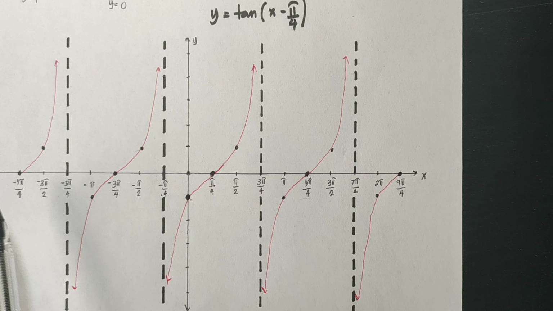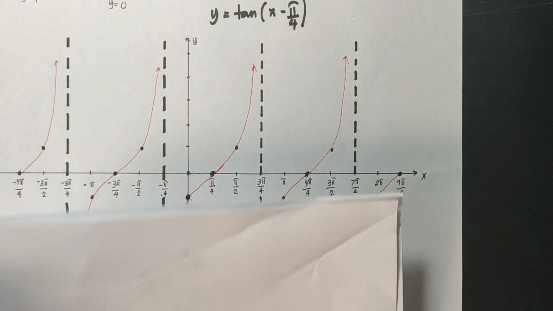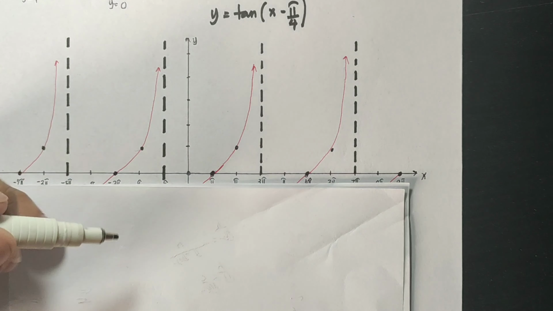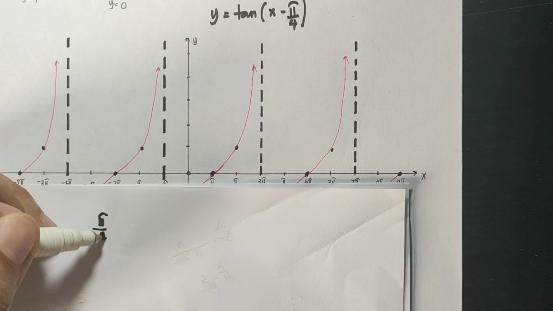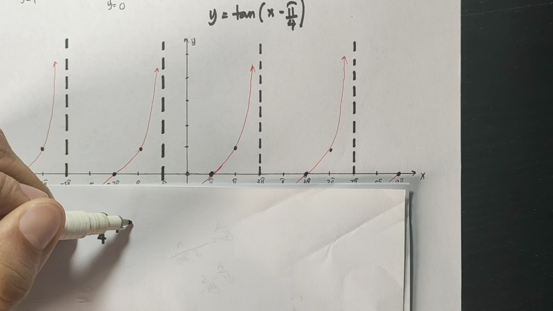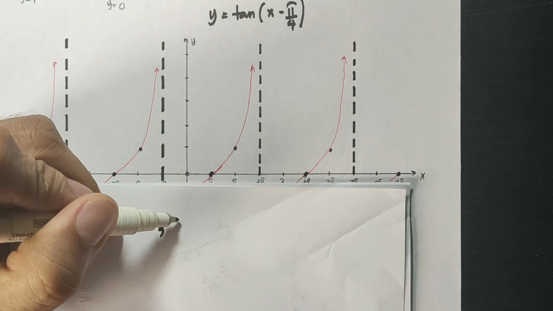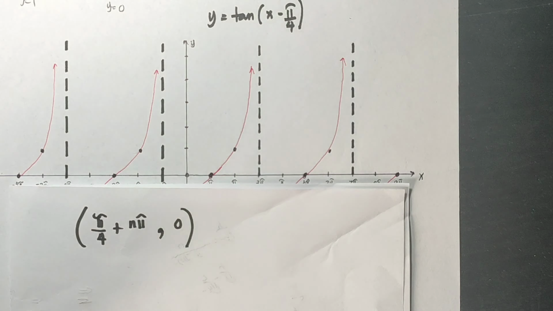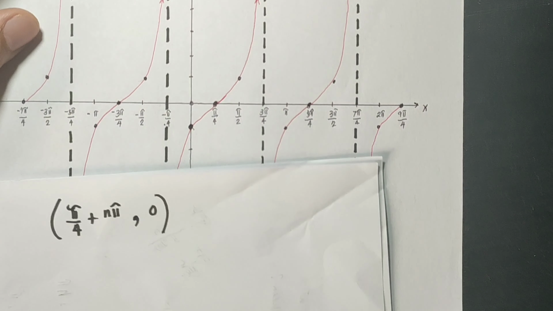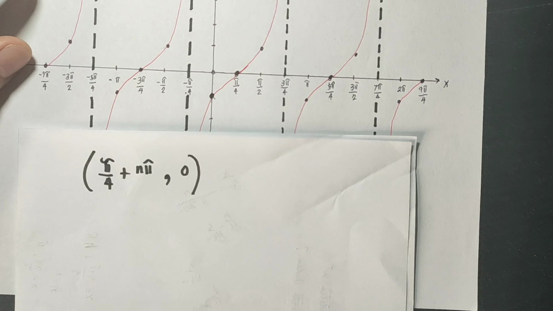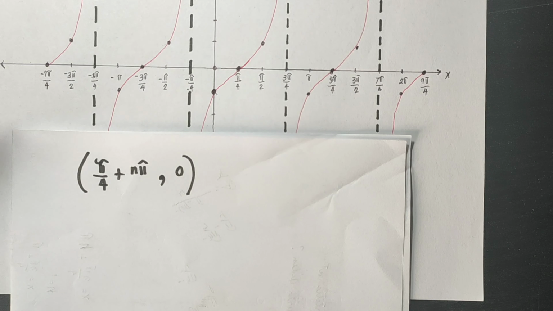If we continue the graph, the x-intercepts of this particular function are the multiples of pi over 4 plus n pi, comma 0, where n is an integer. Okay, so let us now verify if these are really the x-intercepts of the function.